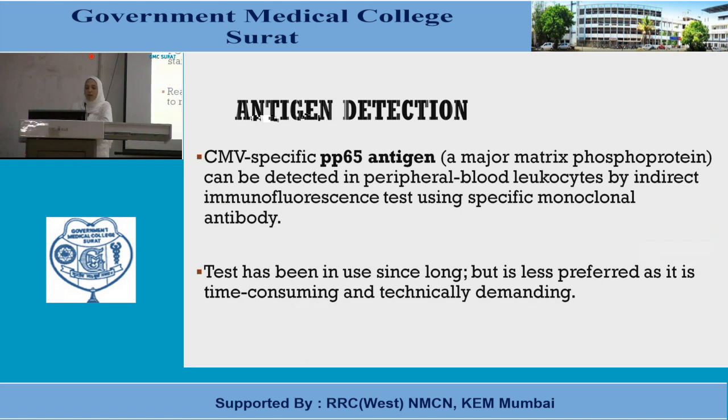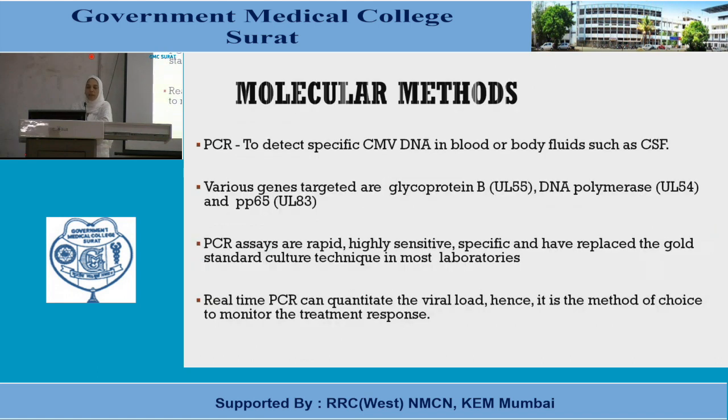Going to the molecular, as I said, PCR detects specific CMV DNA in blood and body fluids such as CSF. You can target different genes: glycoprotein, polymerase or PP65. They're rapid, highly sensitive, specific, and they have replaced the gold standard culture techniques in many of the labs. Real-time PCR and multiplex PCRs can be quantitative, can measure viral load, and hence are the method of choice, even if you want to monitor the treatment response.